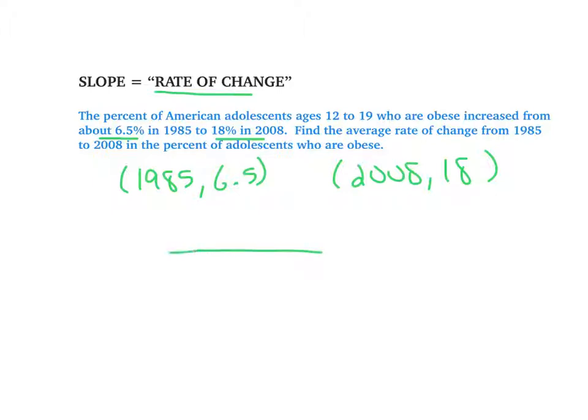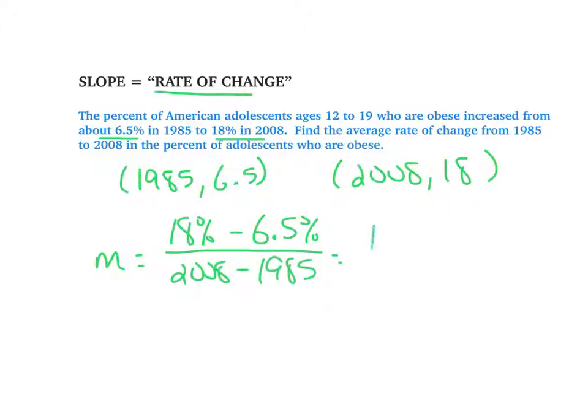So what I'm going to do is find the slope or rate of change. Rate of change is slope. Subtract your y's, which is 18%, I'll put the percent signs back in, 18% minus 6.5% over the years, 2008 minus 1985. On the top, it would give me 11.5%. On the bottom, it would give me 23 years, which rounds to 0.5%, which is basically saying that it's increasing on average of 0.5% per year. Hopefully that trend has stopped.